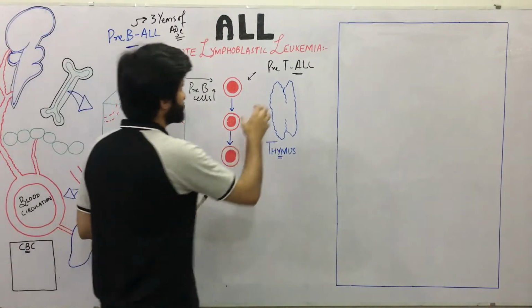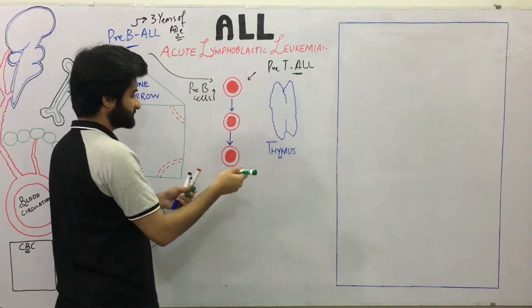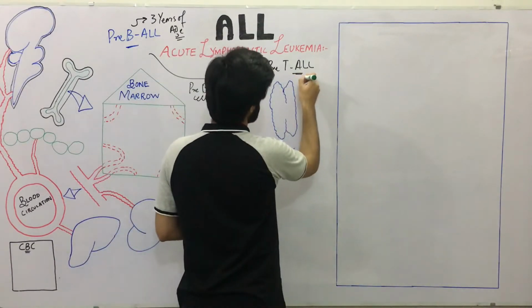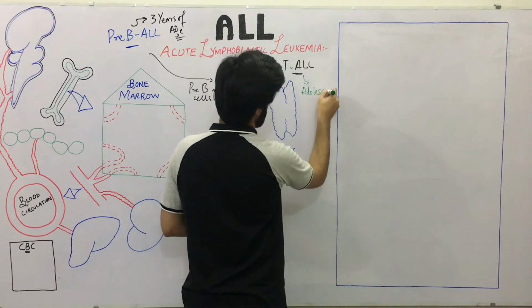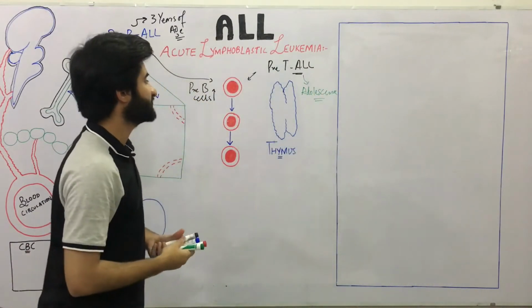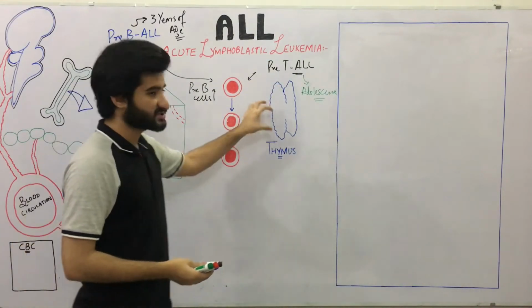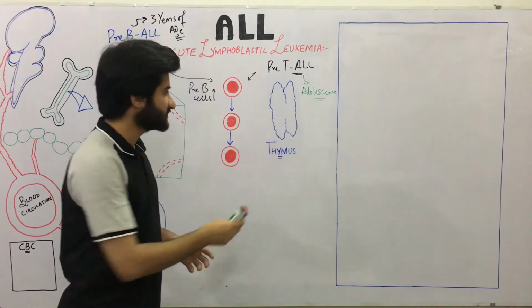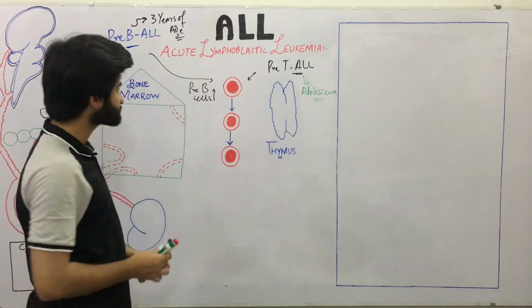But precursor T cell ALL peaks at adolescence. Why? This is because T cells develop in the thymus, and the thymus reaches its maximum size during adolescence, so this disease peaks at adolescence.